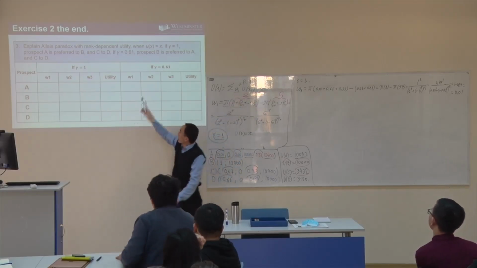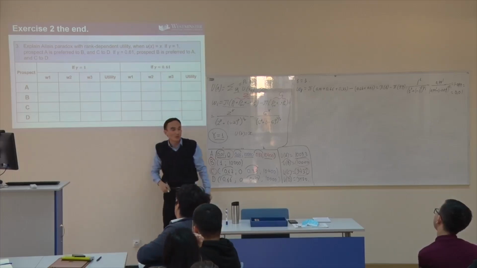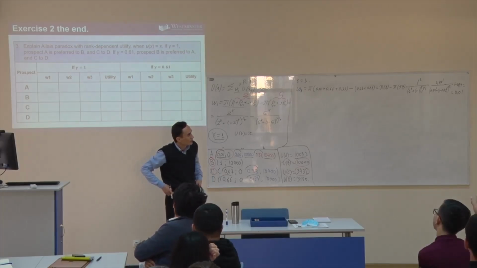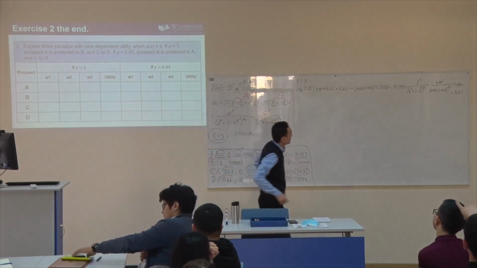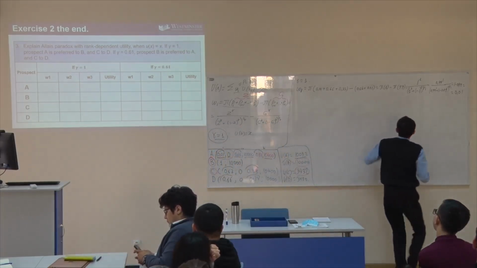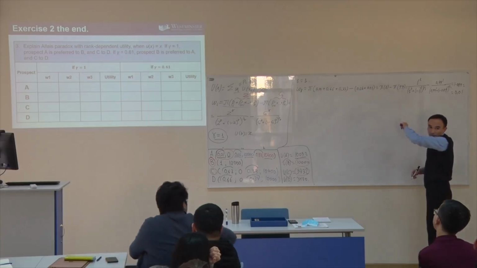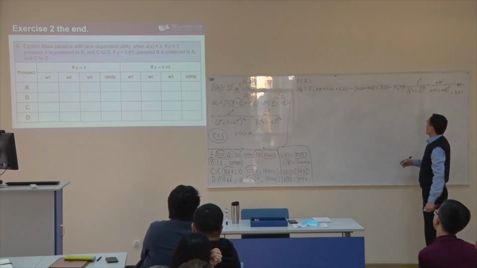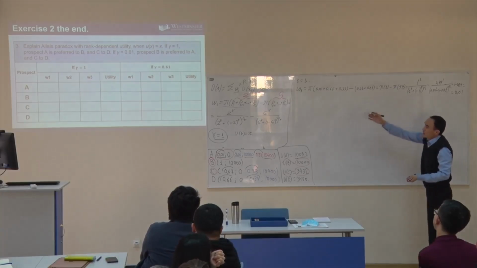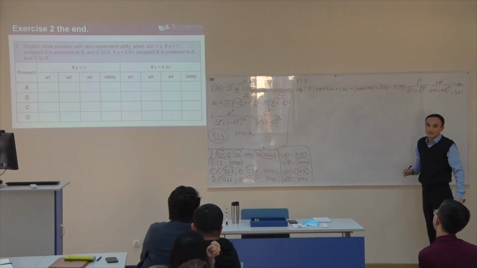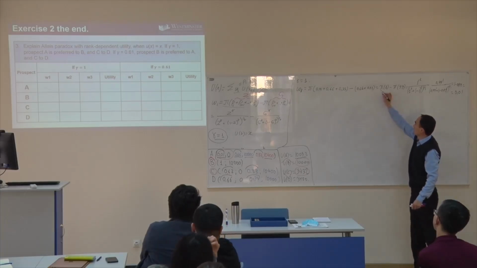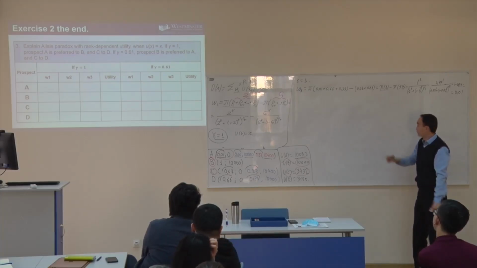Okay? So now we are considering gamma equal to 0.61. I just showed you how we calculate. So now let me show you with 0.61. In the final exam, I will not give you this to just get a result. You have to write it out.